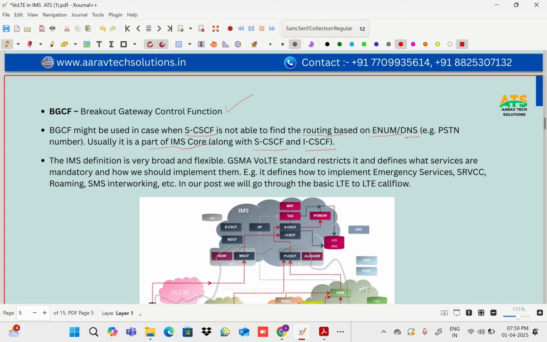The IMS definition is very broad and flexible. The GSMA VoLTE standard restricts it and defines what services are mandatory and how we should implement them. It defines how to implement emergency services, SRVCC, roaming, SMS interworking, etc. In this post, we will go through the basic VoLTE to VoLTE call flow.